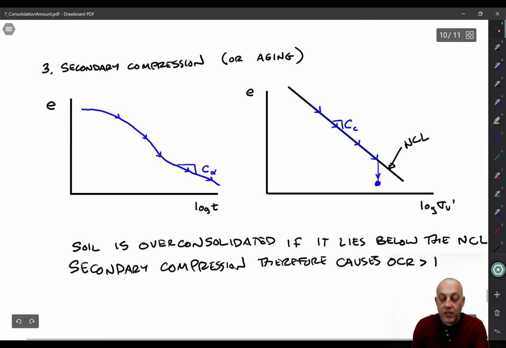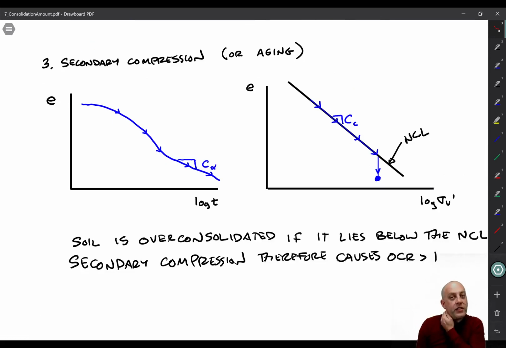All right, another cause is secondary compression or aging. And recall, secondary compression is this process where soil continues to reduce volume slowly over time, even if there's no consolidation happening. It's caused by electrochemical changes, biological interactions, all of the factors that cause sediment to become sedimentary rock are at work here in secondary compression.